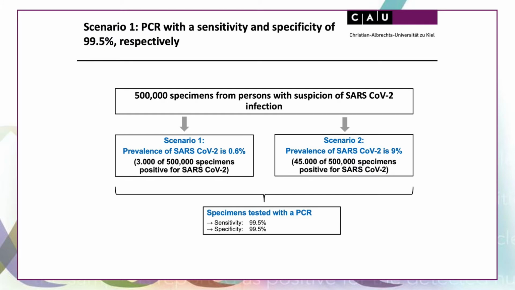So let's pretend that 500,000 specimens from persons suspected of SARS coronavirus 2 infection were collected in Germany. In a low prevalence scenario, the actual prevalence of SARS coronavirus 2 infection is only about 0.6%. In a high prevalence scenario, it is 9%, given the variability in the range of reported infections in Germany. Let's further assume that these specimens are tested with a PCR method whose sensitivity and specificity are both 99.5%.